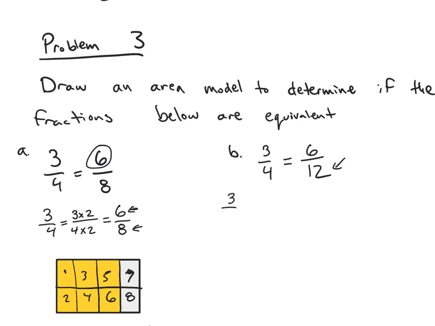So if we took 3/4, and our end goal is we want to get to 6/12, we think, well, what do we need to multiply 3 by to get it to equal 6? And well, that's 2. And then we think, what do we need to multiply 4 by to get to 12? And that is 3. And so since we've multiplied the numerator and the denominator by different numbers, we know that these two fractions are not equivalent.